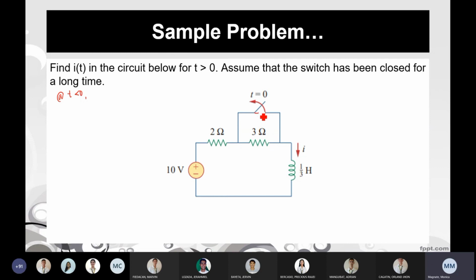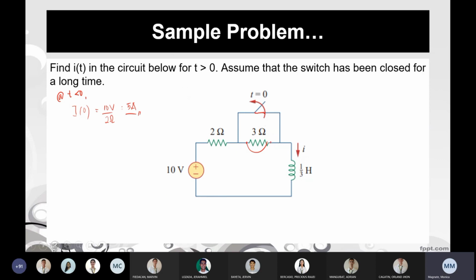So, naka-close muna ito, no? So, kung naka-close yan, shorted si 3 ohm natin. Tapos, shorted din si 1/3 Henry natin kasi nakakonekta siya kay 10 volts, di ba? So, ibig sabihin, yung initial na current natin, si I of 0, ay equal lang siya sa 10 volts over 2 ohm or 5 ampere. Nakuha po?